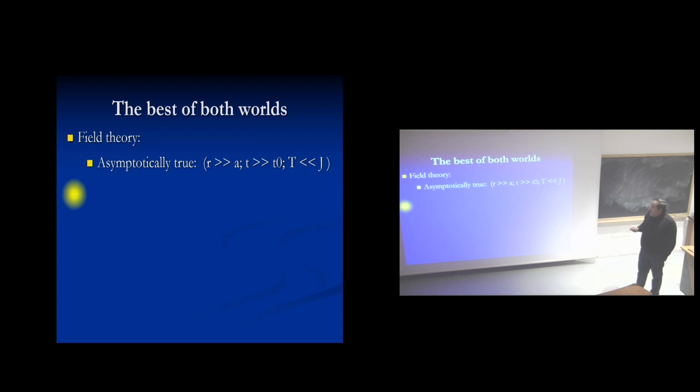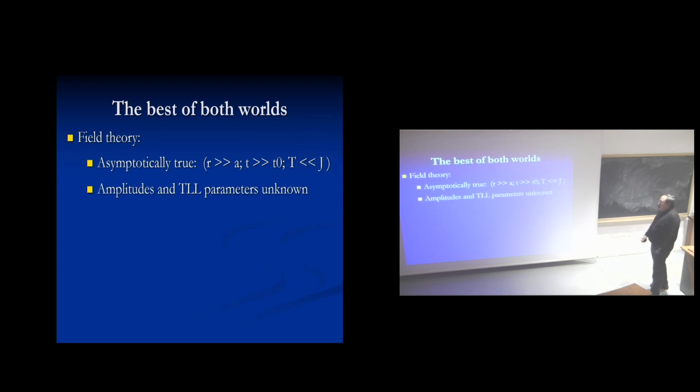So field theory is asymptotically very good. It's good when the distance is larger than the lattice spacing, the time larger than the microscopic time, the temperature much smaller than the largest energy scale in the problem, which let's say is the magnetic exchange or something like this. But of course, the price, as we discussed, is that the amplitudes and the TLL parameters are unknown. So when I write something like, I don't know, S plus, S minus of R is A times alpha over R to the power whatever, 1 over 2K, I don't know what K is, and I don't know what this combination here is.